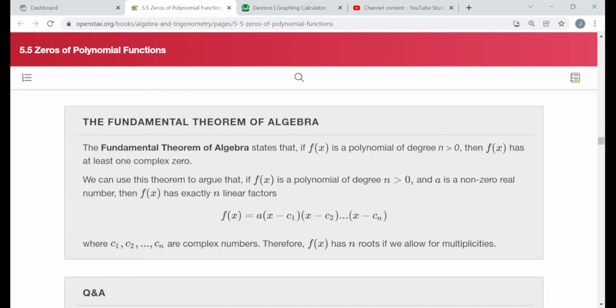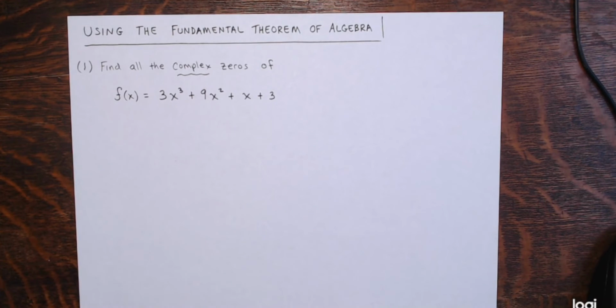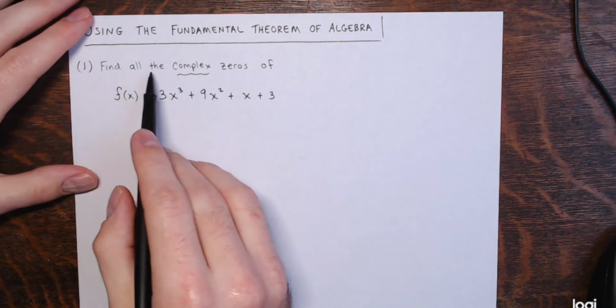So that's the fundamental theorem of algebra, and this is what I'm going to be doing with all the polynomials we see. I'll show you how to express it factored this way, as a product of n linear factors and some lead coefficient. That's all we're asked to do: I'm going to be given a polynomial function, and I'm asked to find all the complex zeros.